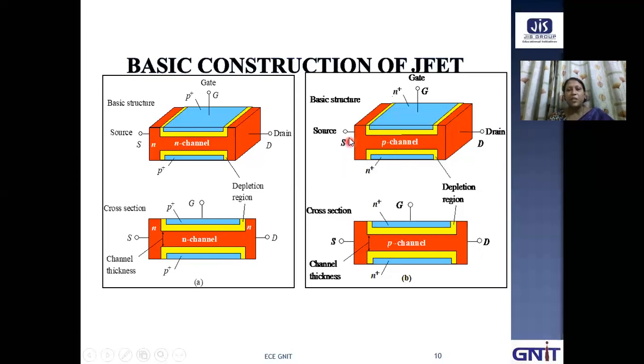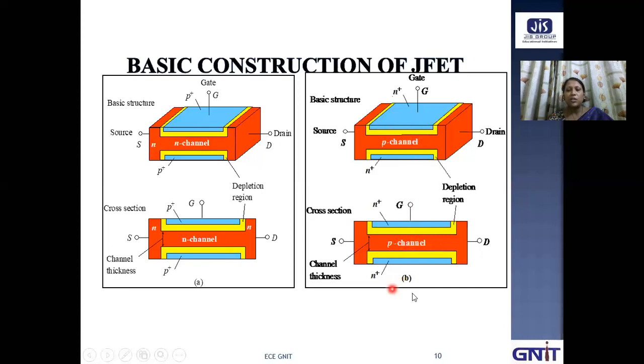Similarly, here for P channel JFET, the bulk material is P type and the outer region, the gate region, is N type. That is N plus, which means the N region is heavily doped. So here also a PN junction diode is formed, and even with no applied bias, that is zero bias, there is a depletion region due to recombination of electron and hole pairs, as we already studied in our normal PN junction diode. So this yellow region is nothing but the depletion region.